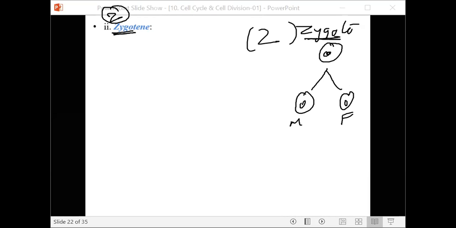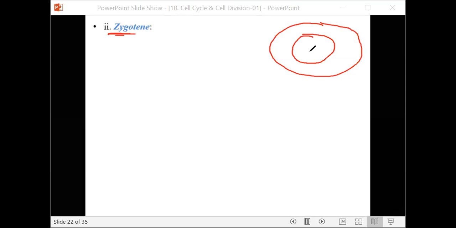How? Okay, not in the diploid. In this scenario, the cell is there, the nucleus is there. Okay, what you have written there, I think Aman, that is zygote. No, I'm talking about the literal meaning. Anyway, I told you, it means two.